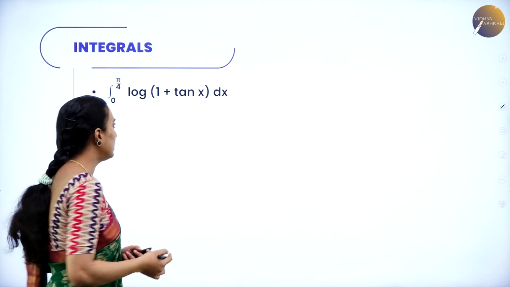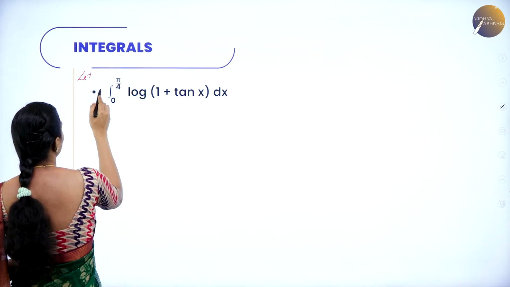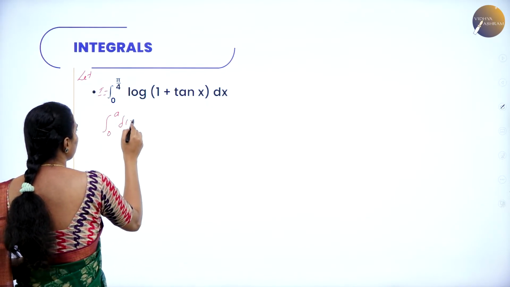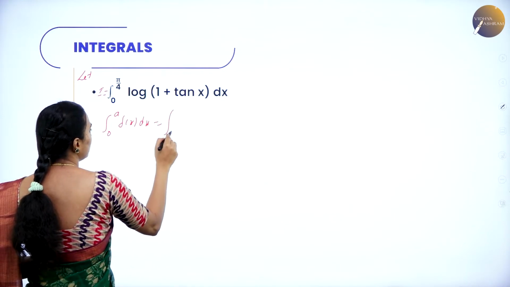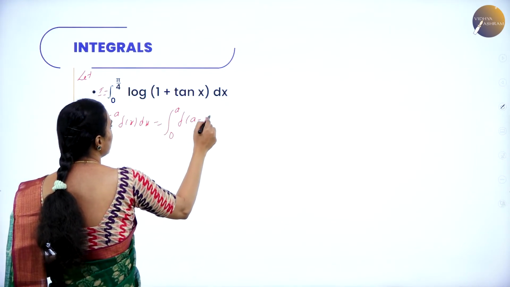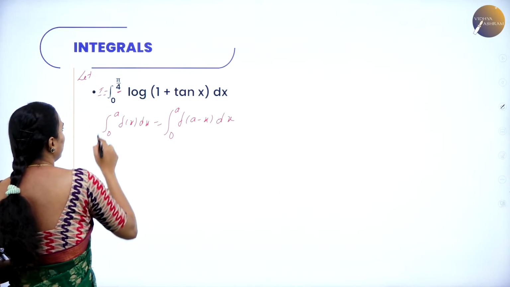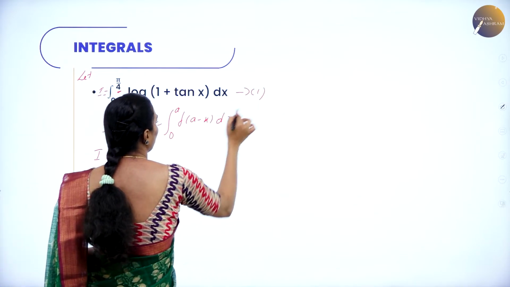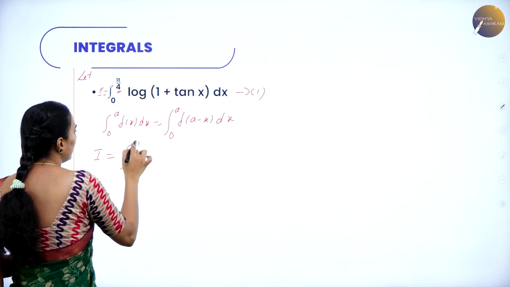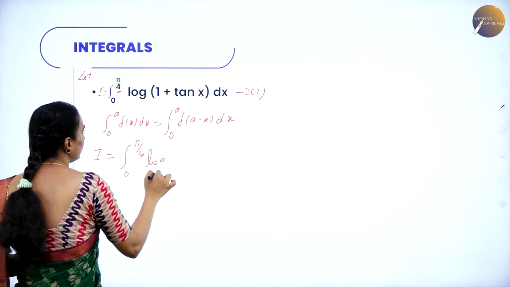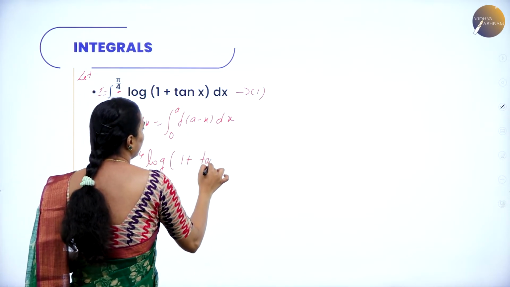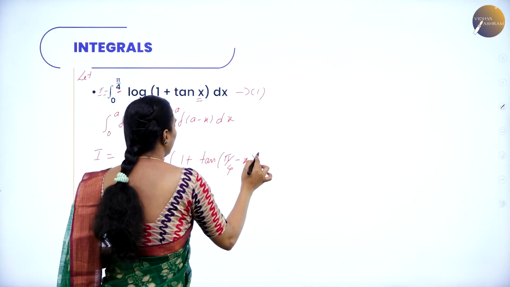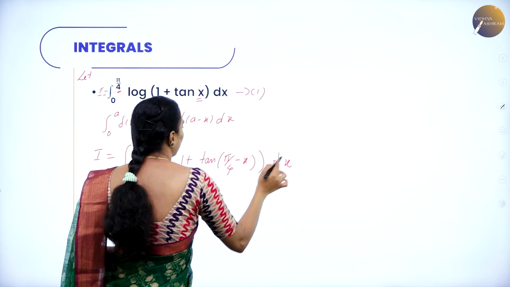Now here let me call this equation as let I is equal to, okay. So according to the property, integral 0 to a f of x dx, I can change it as integral 0 to a f of a minus x dx. What is a here? A is nothing but pi by 4. So let me change accordingly. I is equal to, before that I am going to call this equation as 1. So integral 0 to pi by 4 log of 1 plus tan of pi by 4 minus x. Why? Because changing x as a minus x, right? Into dx.